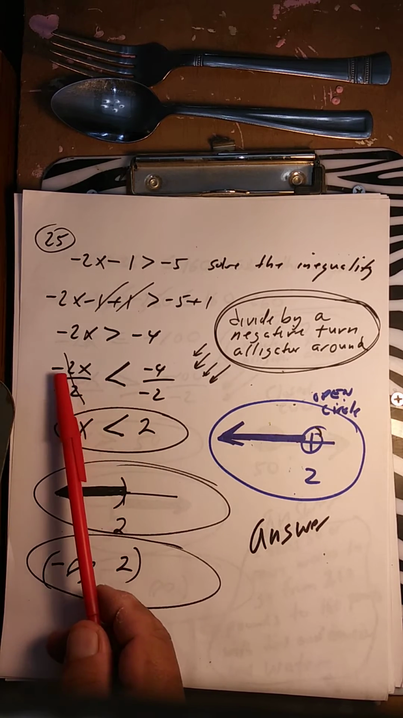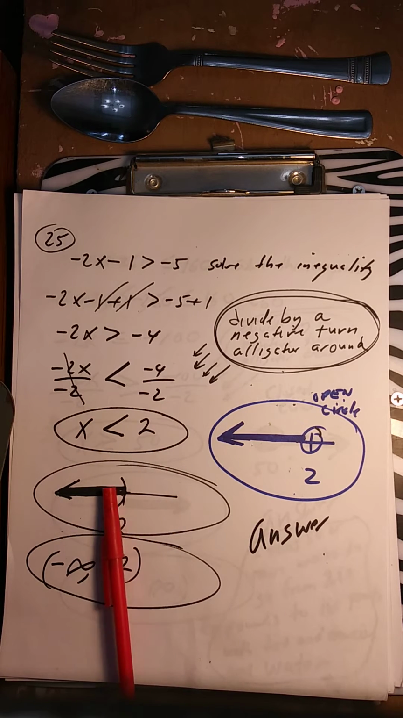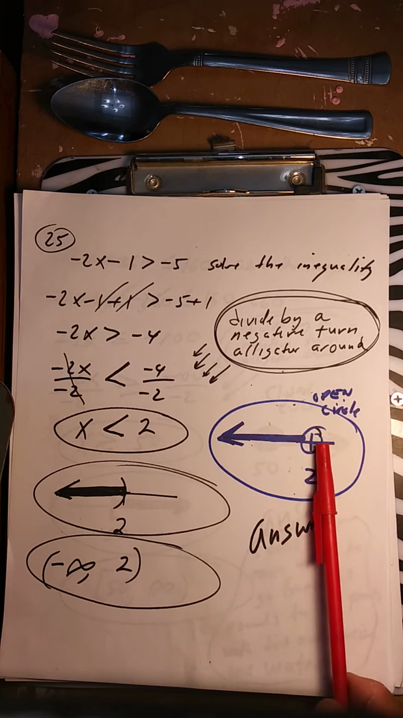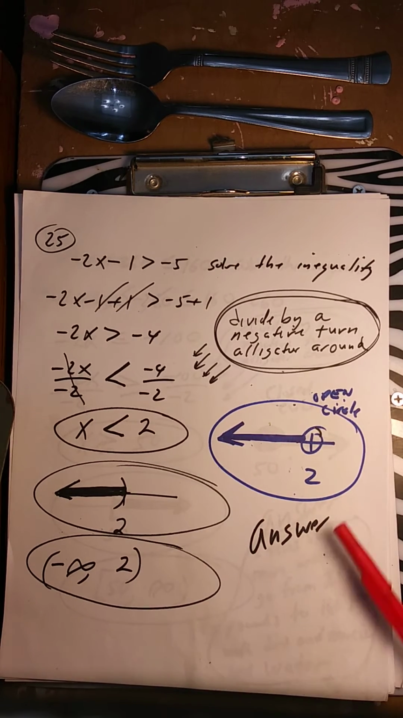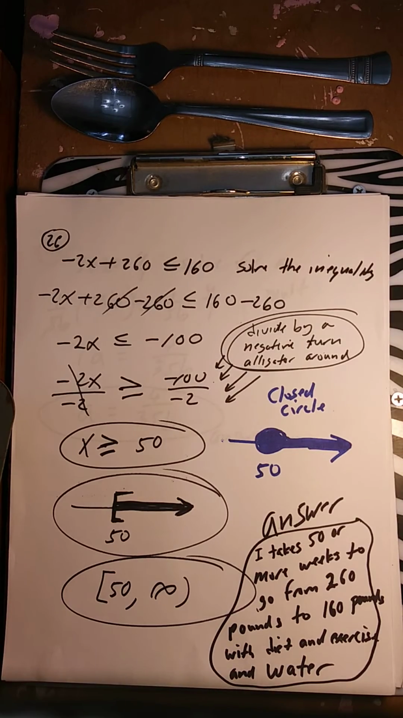So now we have cancels. x is less than 2. That means it's 2, don't include it, goes to the left. From 2 to negative infinity goes to the left. Or 2 open circle goes to the left. And this is the way they want it on the GED. All right, this one.